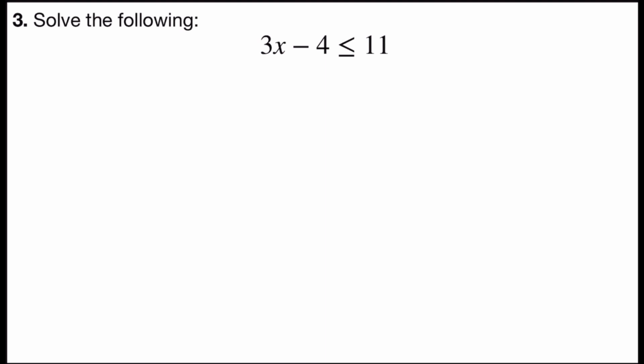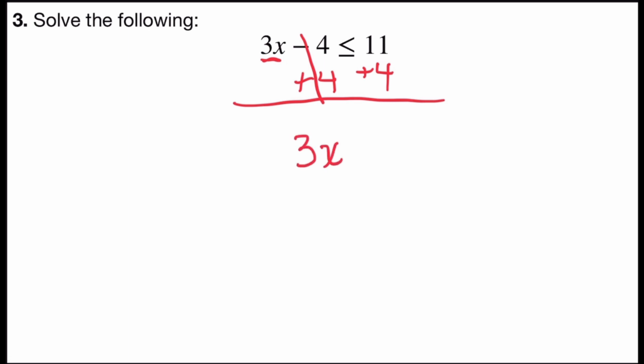So I'm going to look at this problem, 3x minus 4 is less than or equal to 11, and use the equation solving process. If I want to isolate 3x and get it by itself, since both sides are already simplified, I'm going to add 4 to both sides. So negative 4 plus 4 is 0. 0 plus 3x is 3x. And 3x will be less than or equal to 11 plus 4, which is 15.